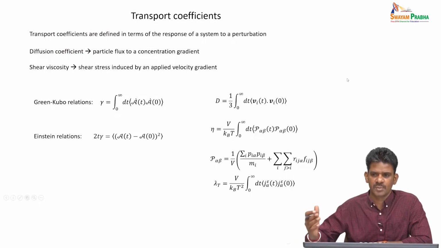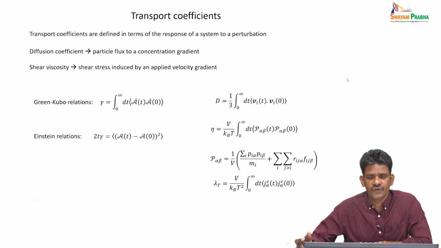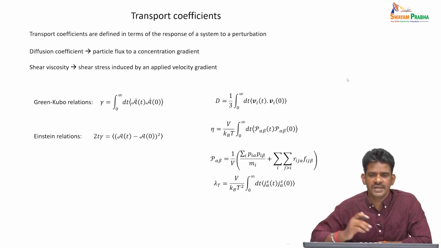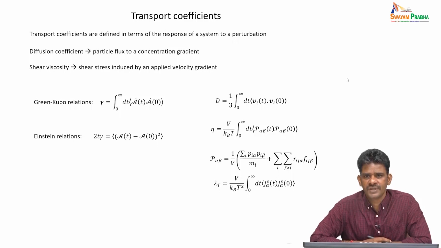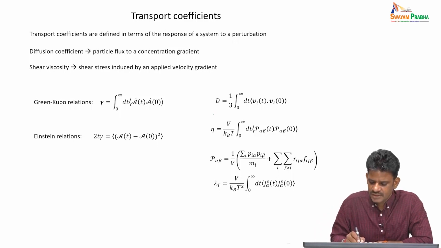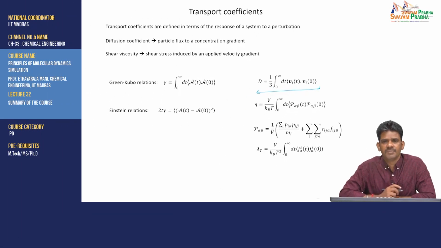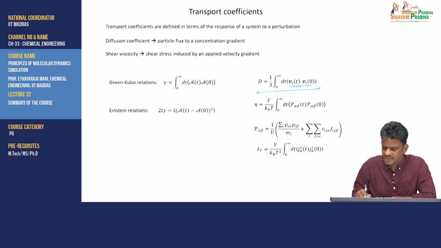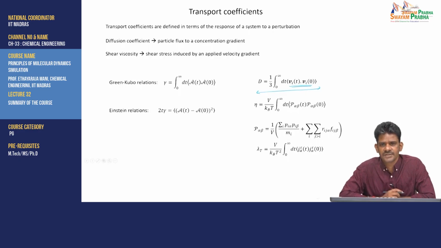Then we also talked about various transport coefficients. These transport coefficients include diffusivity, viscosity, thermal conductivity, etc. And these transport properties can be related to time correlation functions of various properties. For instance, the diffusivity of the particles in the system is connected to the velocity autocorrelation function. If I get the velocity autocorrelation function, I can integrate it numerically from limit 0 to infinity, and that will give me diffusivity.